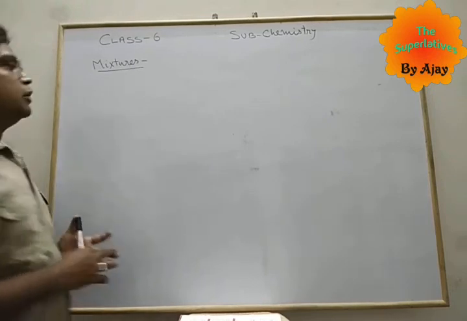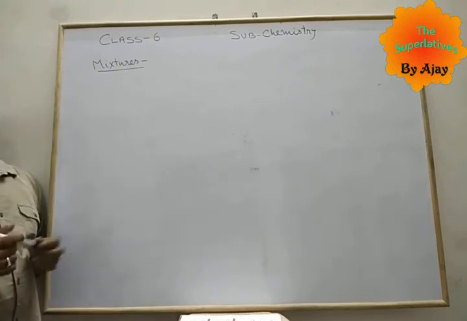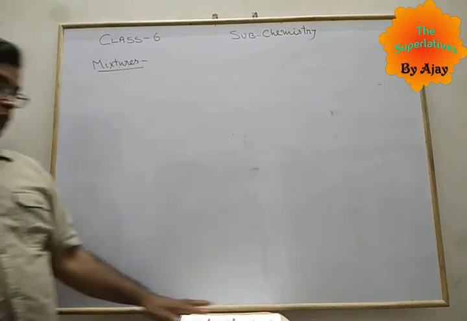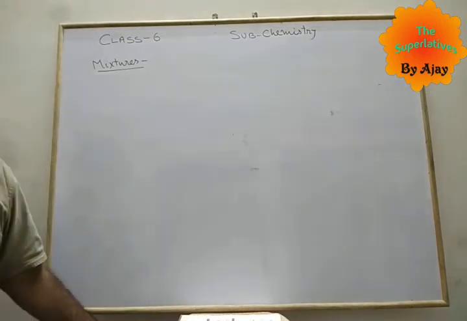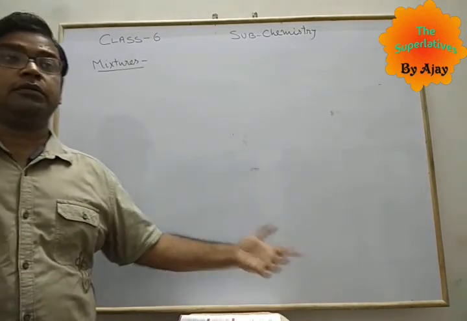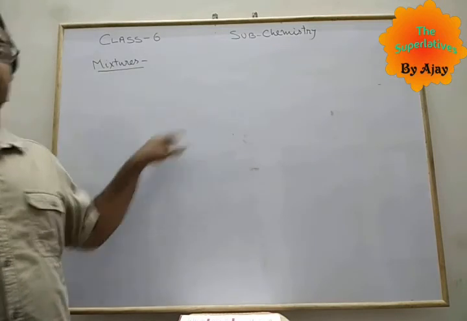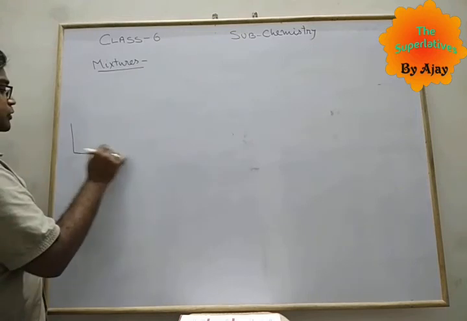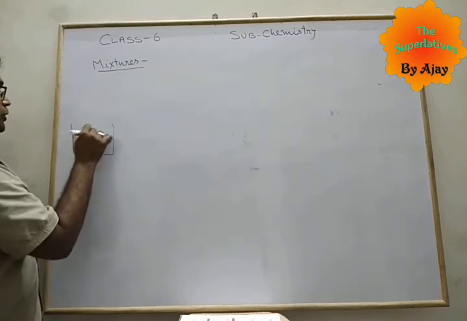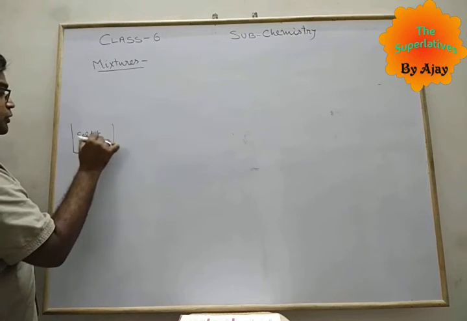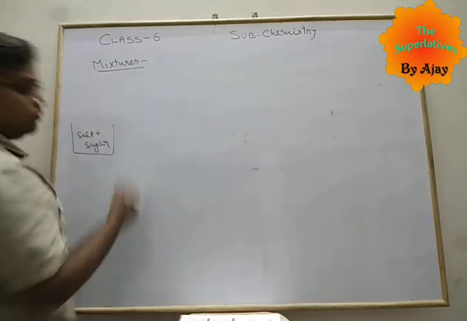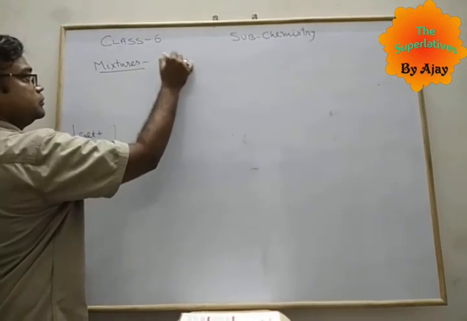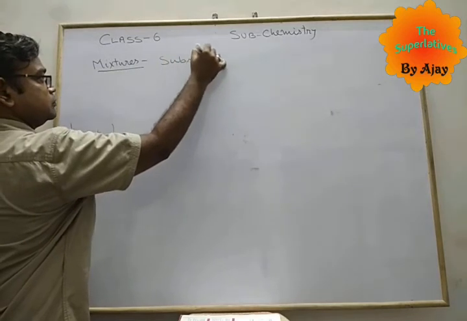Now we move to the next topic, the last topic of the chapter, mixtures. Just now we discussed pure substances. A mixture is just the opposite of a pure substance. In case of a mixture, it is a substance which can be separated by physical means, while the previous one cannot be separated. So what are mixtures? In the previous example we have salt plus sugar. So this is a mixture of salt and sugar.